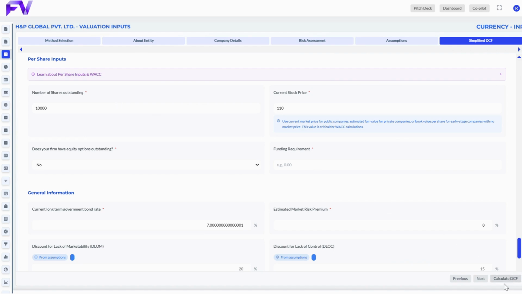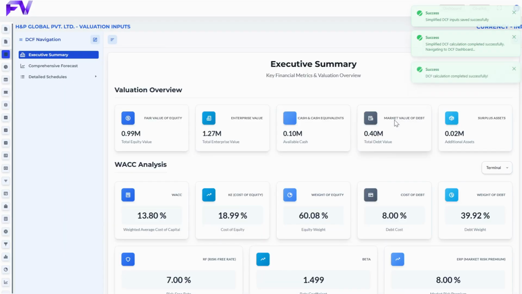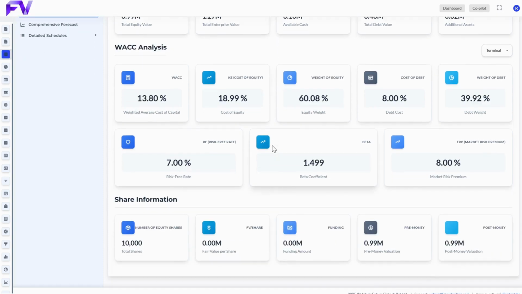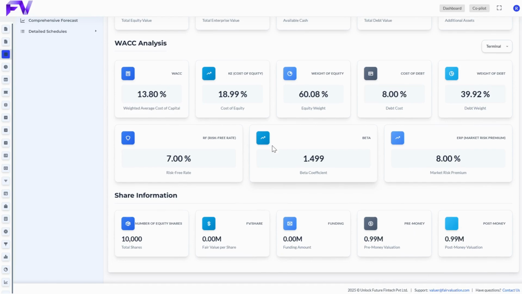The executive summary provides a snapshot of your company's valuation and key financial metrics. It includes fair value of equity, enterprise value, cash, debt, and surplus assets, giving a clear view of total business worth. You'll also see a detailed WACC analysis, cost of capital breakdown, and share information summarizing pre- and post-money valuations.